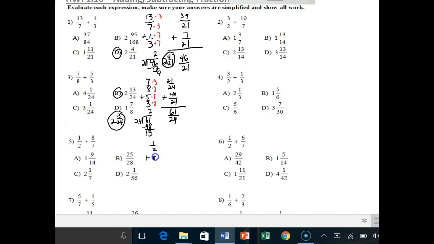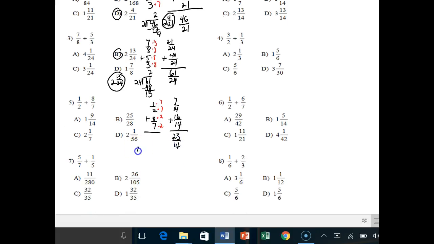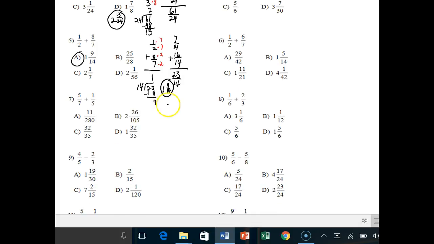1/2 plus 8 over 7. So we're going to go ahead and multiply by 7 and by 2. The new fraction is 7 over 14 plus 16 over 14. Add these up. 7 plus 16 is 23 over 14. Again, that's an improper fraction. I say, all right, how many times does 14 go into 23? Goes in there 1 time, 9 left over. So 1 and 9/14 is your answer. A.